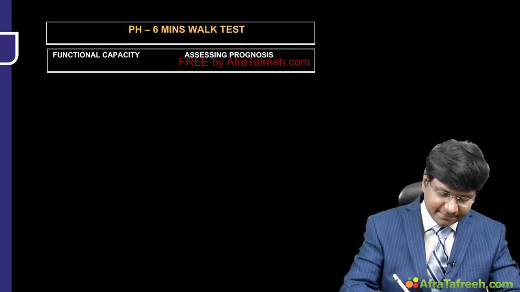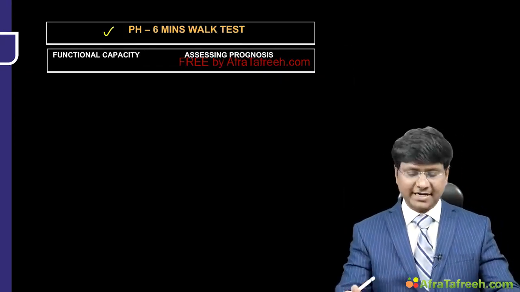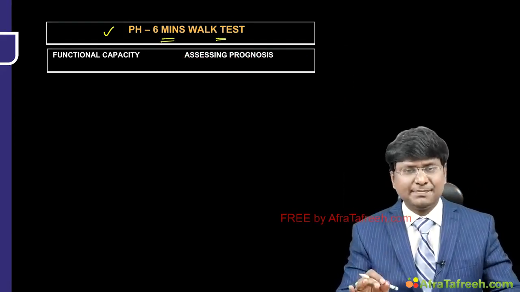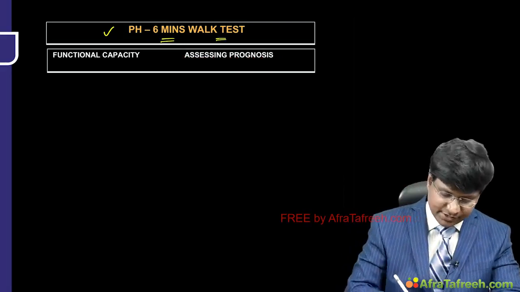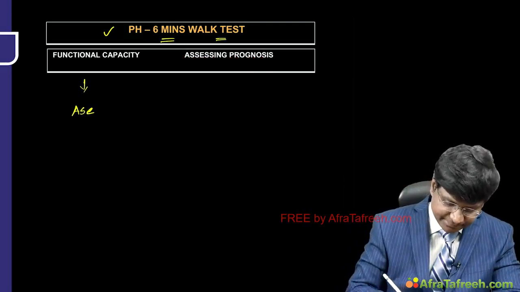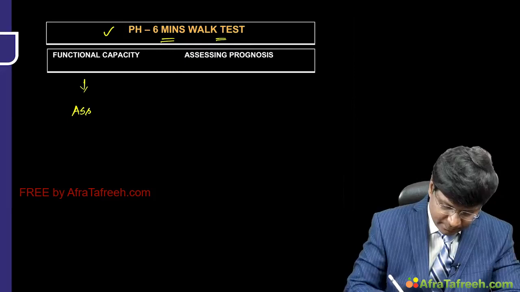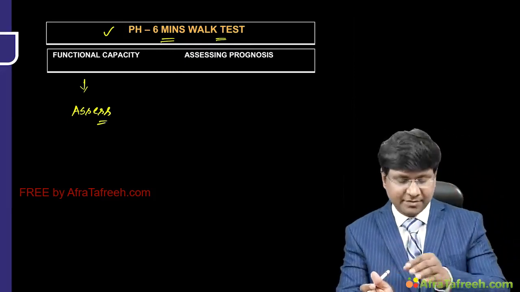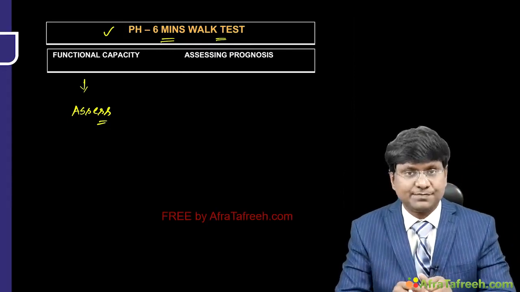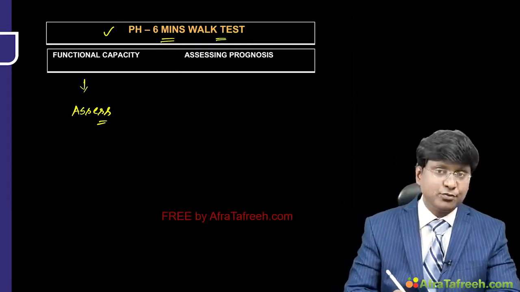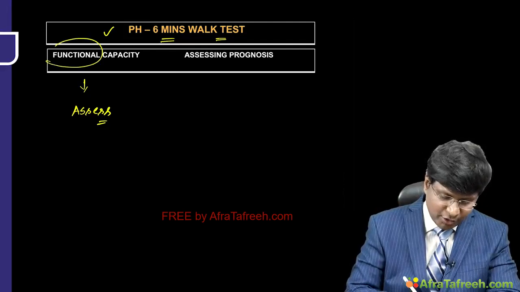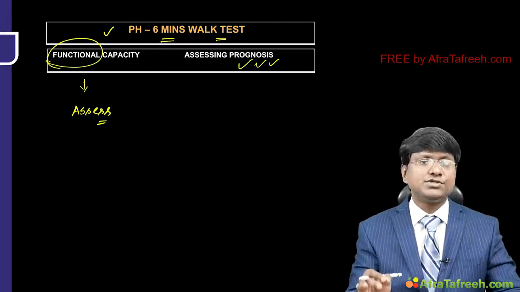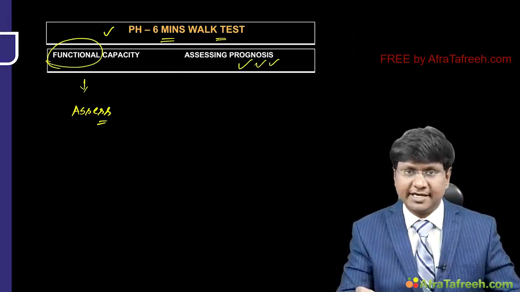Then followed by that, what will be the abnormality that you will notice in 6 minutes walk test? So what is the purpose of doing the 6 minutes walk test? That is mainly to assess the functional capacity. We do 6 minutes walk test, and it will not only tell you about the functional capacity, it will also help in assessing the prognosis of the patients with pulmonary arterial hypertension.